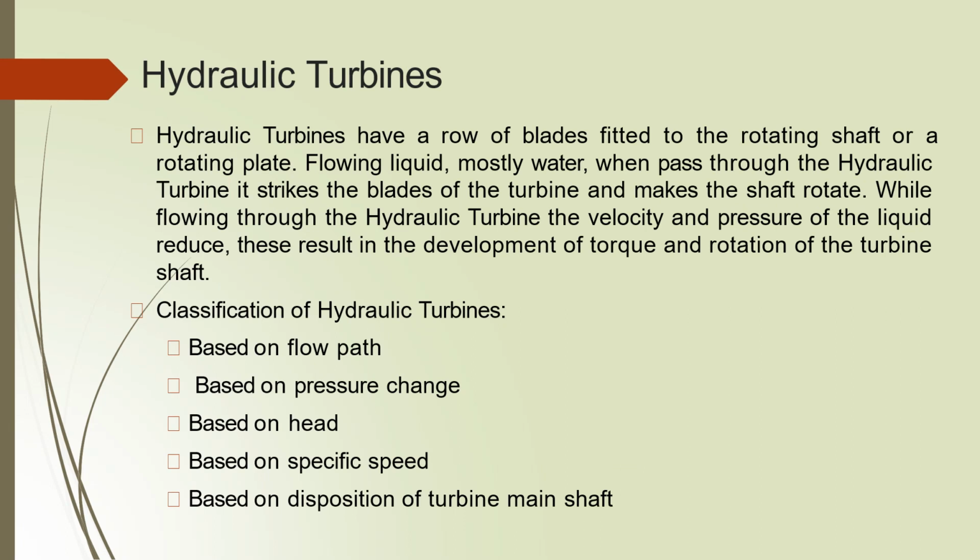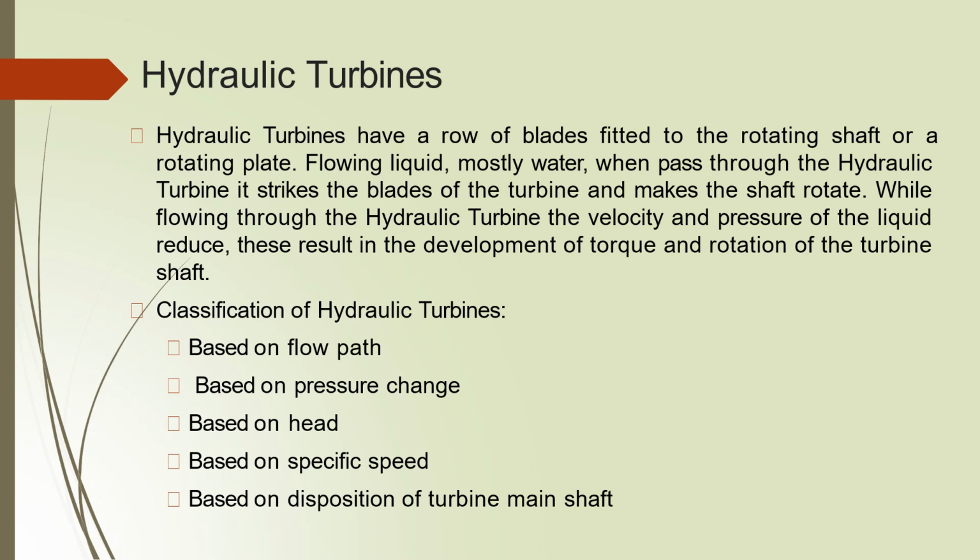So hydraulic turbines have a row of blades fitted on a rotating shaft or a rotating plate. Liquid flowing, usually water, when it passes through the hydraulic turbine, strikes the blades of the turbine and makes the shaft rotate. While flowing through the hydraulic turbine, the velocity and pressure of the water reduce. It results in the development of torque and the rotation of the turbine shaft.